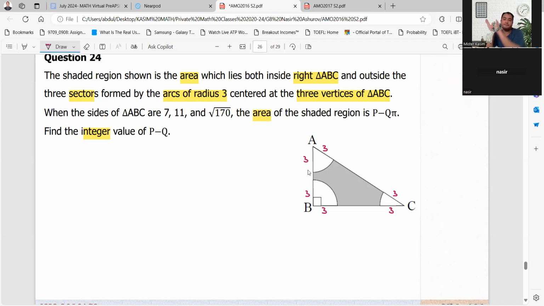Nasir, what do you think? I can't figure it out. I can give you one hint. All of these are sectors, right? The sectors. See that? Let me just label this.